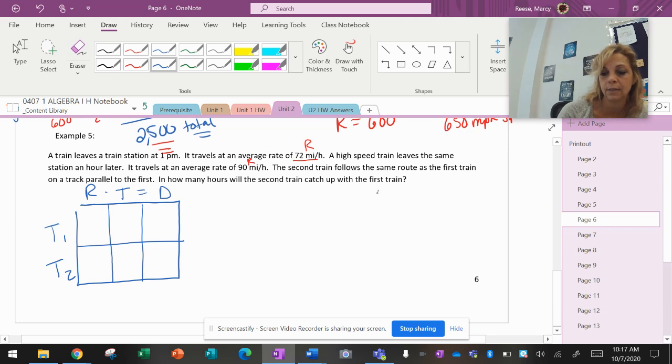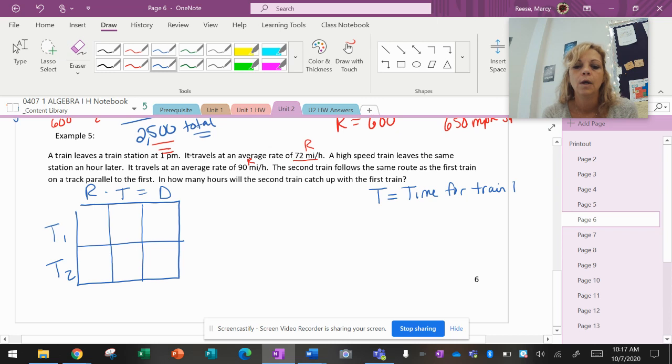That means let t equal time for train 1. So let's look at train 1. It travels at an average rate of 72 miles per hour. So I know that the rate is 72 miles per hour, and I don't know how long it's on the track for. But I do know if I do rate times time, and I keep it, because I don't know the distance either. They didn't give me any distance.